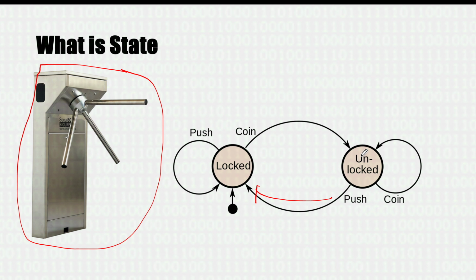You put a coin, it becomes unlocked. It is in the unlocked state. You again put a coin, it remains unlocked, and for one more cycle it is still unlocked. So starting from here, these two are the states. This gives you the meaning of what exactly a state is. For a component, there is something which is its inherent property, and that inherent property is called state.